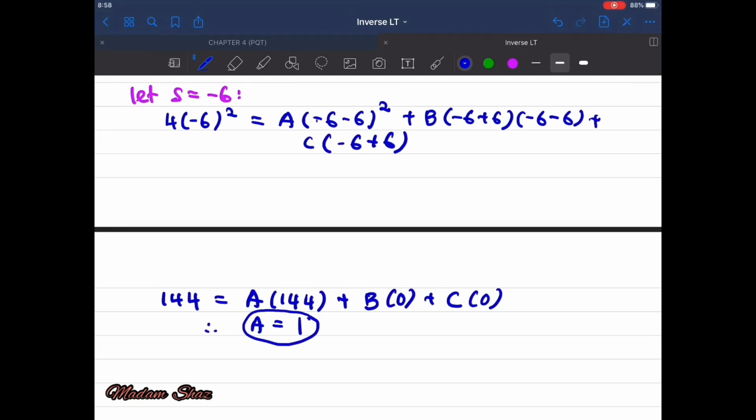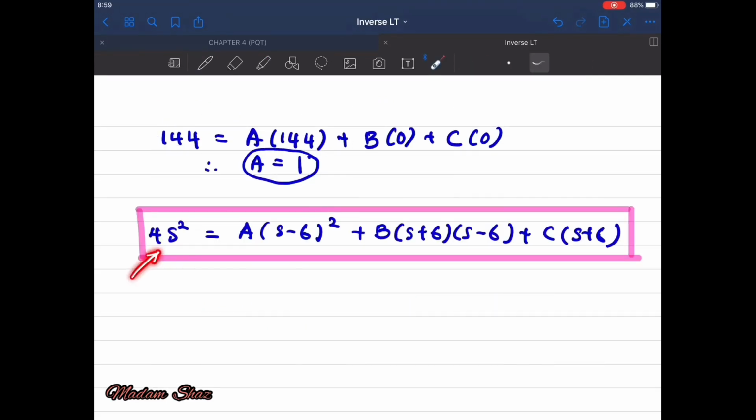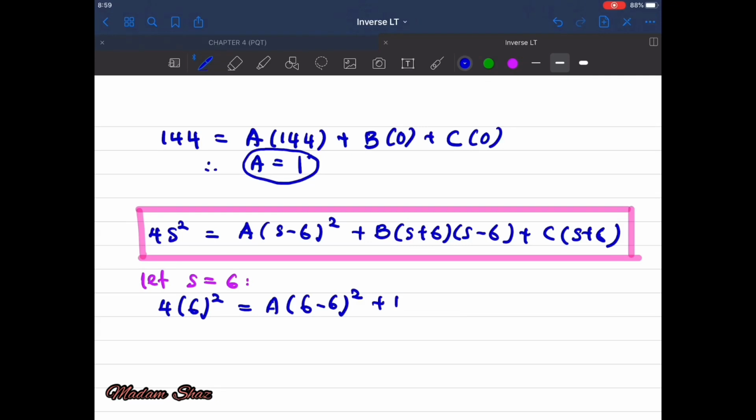Now substitute s equal to positive 6. So copy down our equation here. We want to substitute s equal to positive 6, so let s be equal to positive 6. You have to substitute all the s here with positive 6. 4 multiplied by 6 to the power of 2 is equal to a multiplied by 6 minus 6 to the power of 2, plus b multiplied by 6 plus 6, 6 minus 6, plus c multiplied by 6 plus 6.